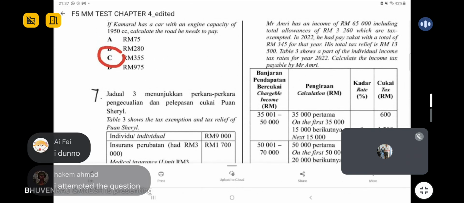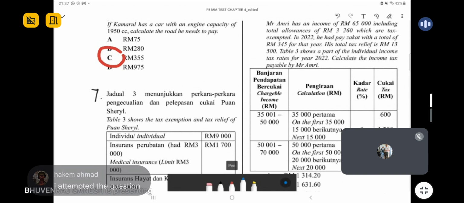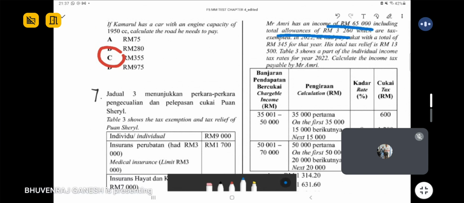Okay, so I explained to everyone here. Okay, guys. So you have an income including total allowance. So, guys, if they say including, do I need to plus 3260? Yes or no? Everyone here. If they say including, termasuk, no need. Means that you ignore this value. No need to do anything. Then they say already tax exempted. So you no need to minus that value also. So next, total tax relief. So you minus 65,000 minus 13,500.